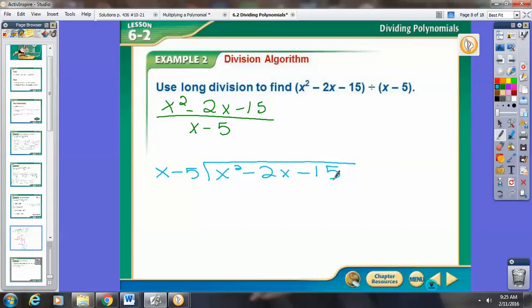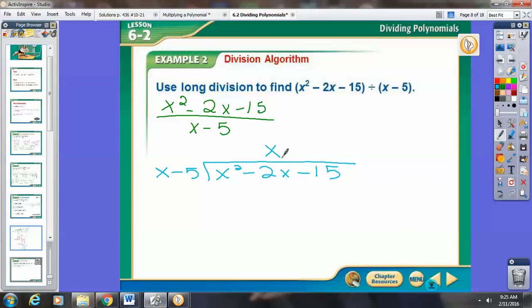All right, so we're just going to go term by term like we did previously. x times what? x squared divided by x is x. I'm going to write it above this term because these are like terms. It'll help you in the long run. Trust me, I'll explain why in a little bit. So I took x squared divided by x and I got x. I'm going to write it above my like term.